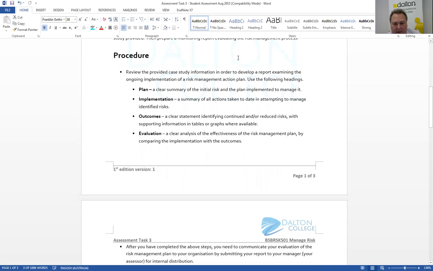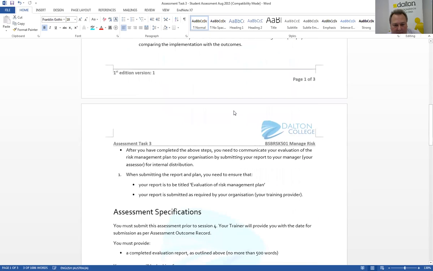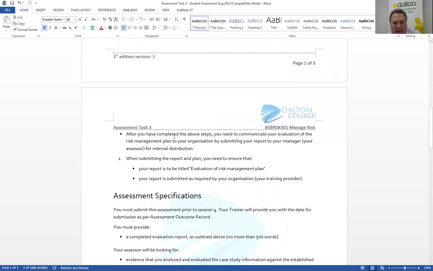I'll show you that in a minute in a sample assessment, but I'll just quickly read this. After you have completed the above steps, you need to communicate your evaluation of the risk management plan to your organisation by submitting your report to your manager, your assessor, for internal distribution. When submitting the report and plan, you need to ensure that your report is titled Evaluation of Risk Management Plan, and your report is submitted as required by your organisation.